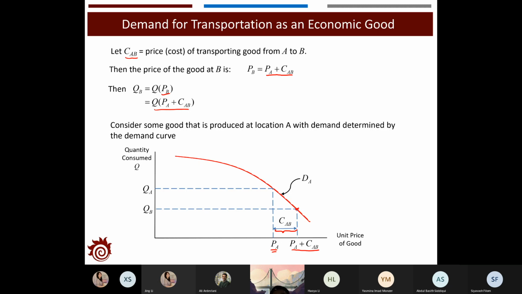the amount that it should achieve is QB. But indeed the price at point A is PA. So what you will observe is, if we have the price PA at point A, then the quantity that you are going to observe will be QB at point B, with the consideration of the transportation cost CAB.